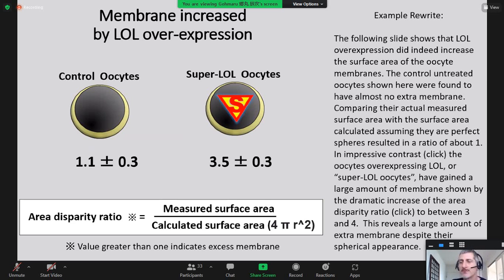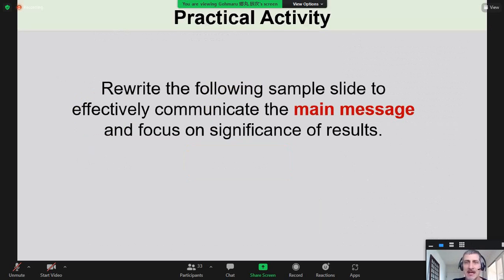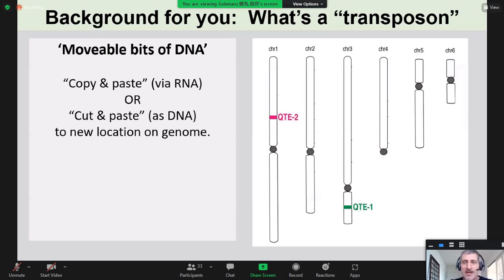Okay. So our final practice today, I'm going to ask you to try to rewrite this passage, but like I said, it's much simpler. Okay. So here is a little background, just for those of you who don't know about transposons. So this researcher is looking at transposons in the genome of a plant.